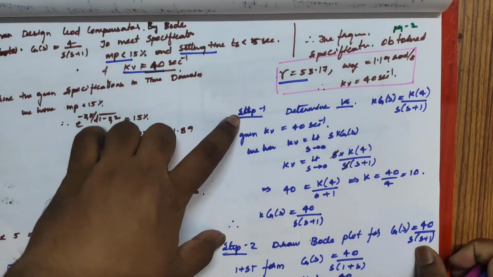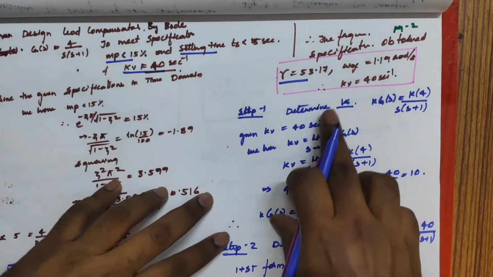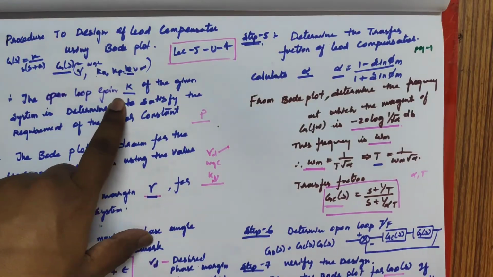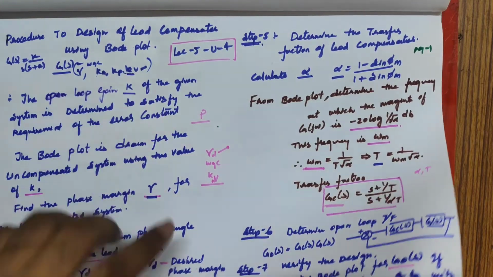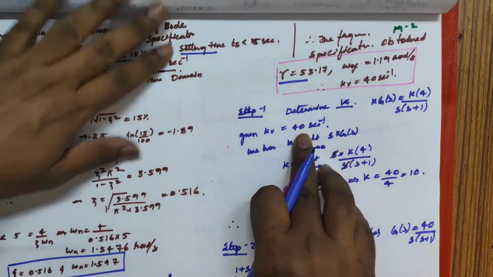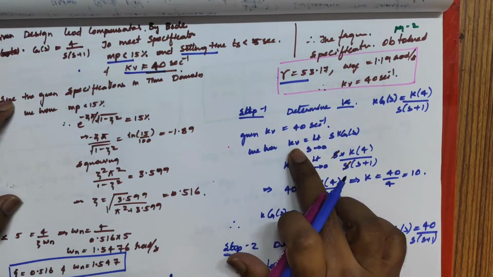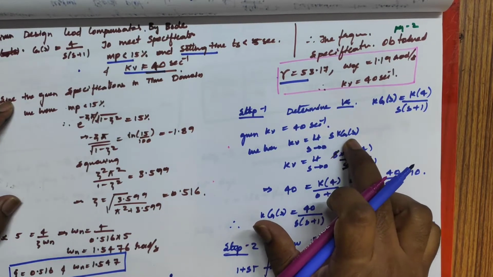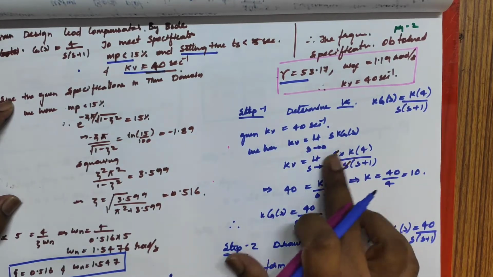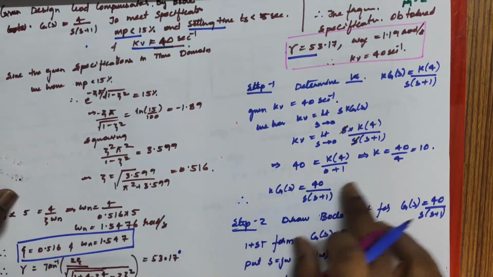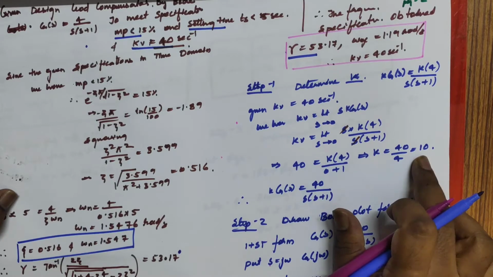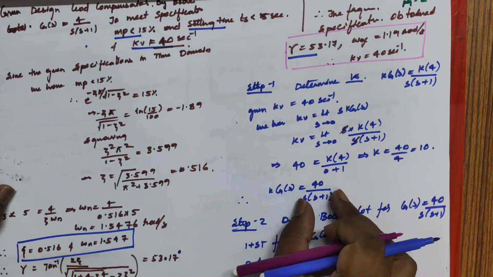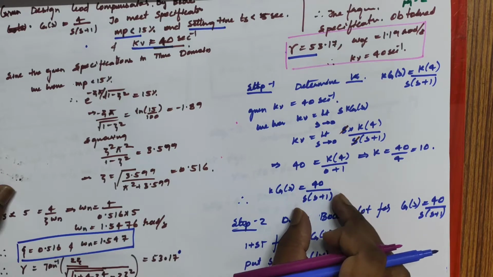So this is step 1. Step 1 is to determine the K value with the given Kv value. My Kv value is 40. So we have Kv equal to limit s tends to 0 of s into K G(s). After calculating this, I obtained K equal to 10. So my overall system, with this equation, is K into 4 by s into (s plus 1), that is 40 by s(s plus 1).